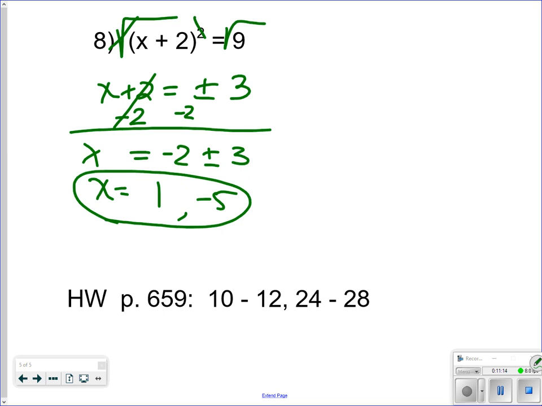Okay, so here's the second half to your homework, still on page 659, 10 through 12, 24 through 28. Okay, now this is the first half of section 9.7. I'll give you a video tomorrow. You'll be working on a worksheet to go with that one. But we're going to be looking for this video called 9.7 first half, solved by square roots. All right, good luck.